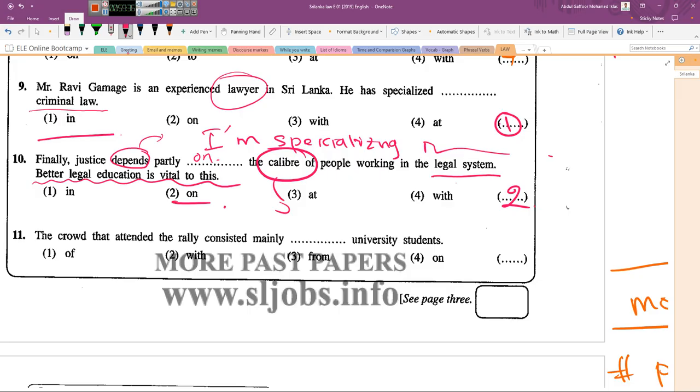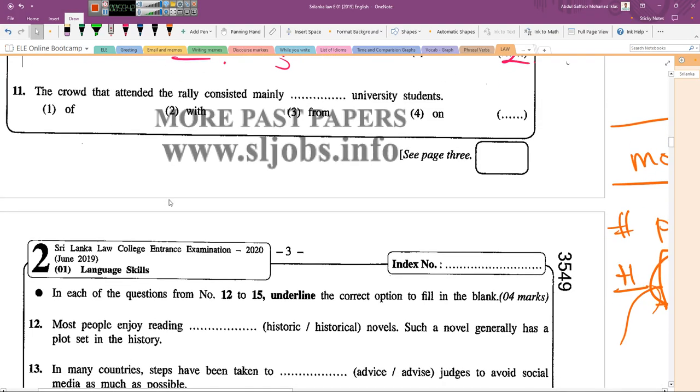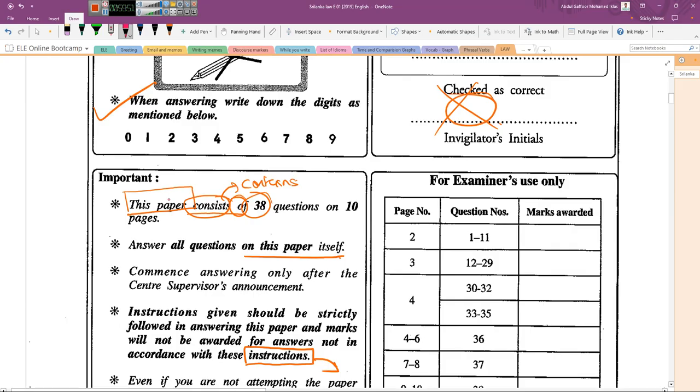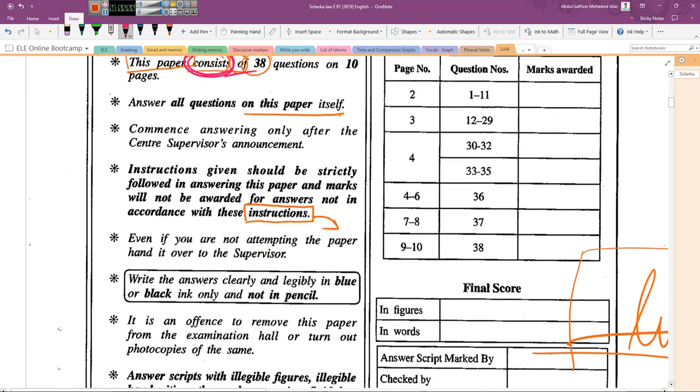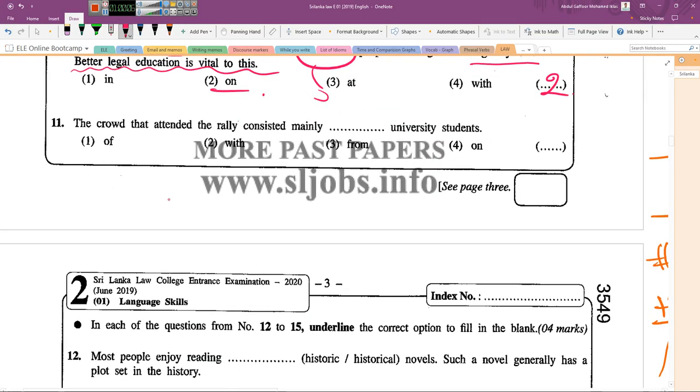So the 11th one, the last question in this type. The crowd that attended the rally consisted mainly. Right. So this is the word that we already discussed, I mentioned to you that the verb consist will be followed by the preposition of. Okay. So the crowd that attended the rally, right? It might be a political meeting, consisted mainly of university students, right? So if you take NPP now, many university students have joined, right? So of.